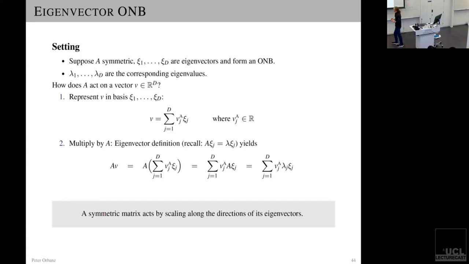So a symmetric matrix acts by scaling along the directions of its eigenvectors. You can decompose the space into these directions that are characteristic of this matrix, and then along each of these directions, you only scale when you apply that matrix. It might not look like that because you're looking at it in the standard Cartesian basis, not in that basis. But once you change to that basis, you see that only scaling happens along each axis. There's another question there.